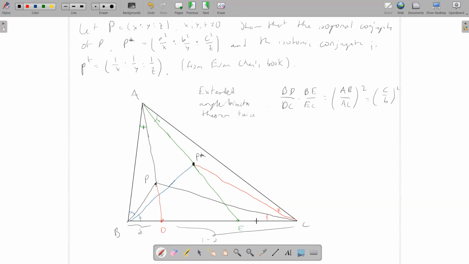If this is D and this is 1 minus D, and if this is E and this is 1 minus E, then you have D over 1 minus D equals 1, times 1 minus E over E equals C over B all squared. And then D has coordinates 0, 1 minus D, D. E has coordinates 0, E, 1 minus E.